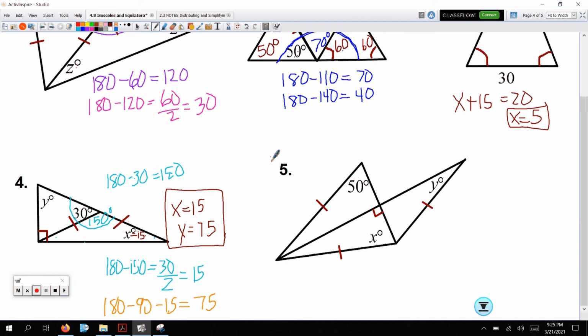All right, let's take a look at number 5 here. It's pretty crazy, but look, there's so many triangles here. Let's just look at this one. I'm gonna highlight it first. Hopefully that works. Here. That's an isosceles triangle, so the base angles are congruent. X is pretty obvious. X is 50 degrees.